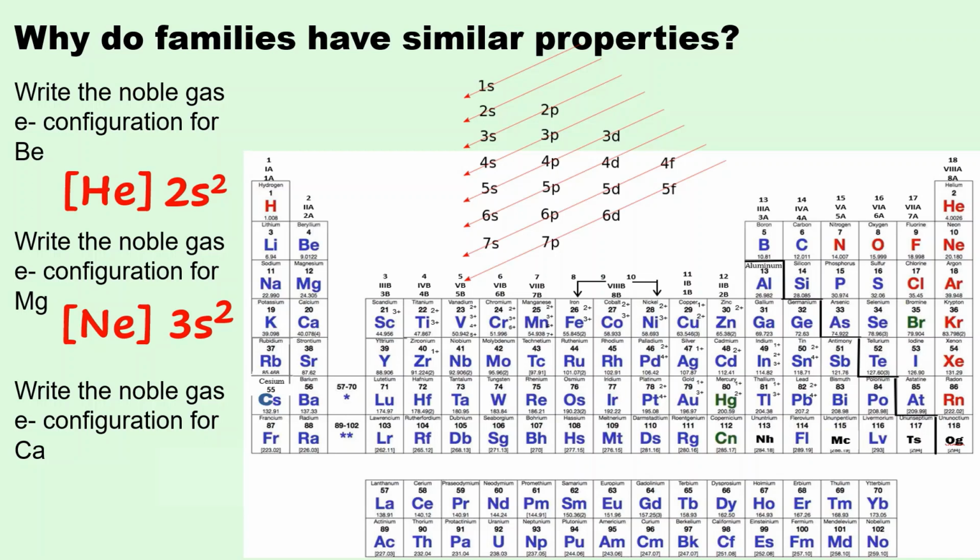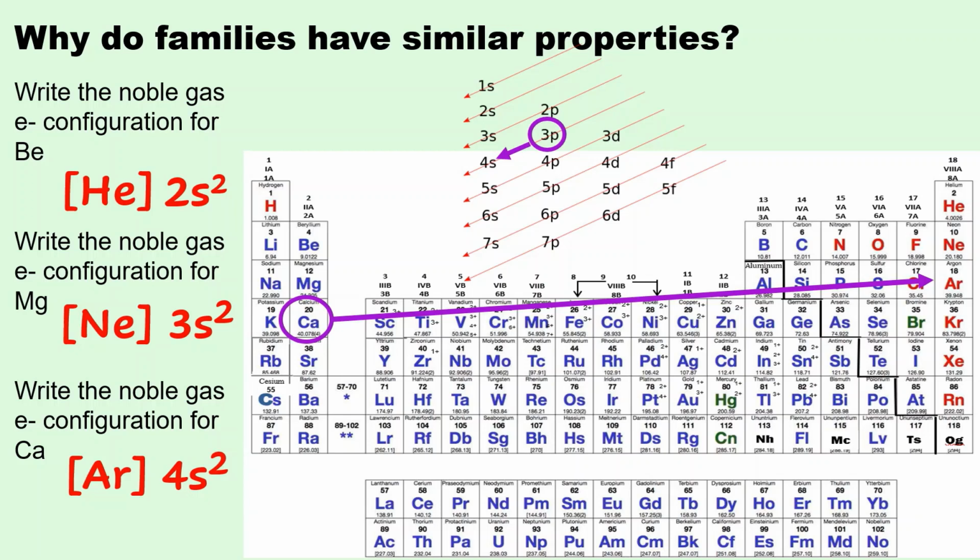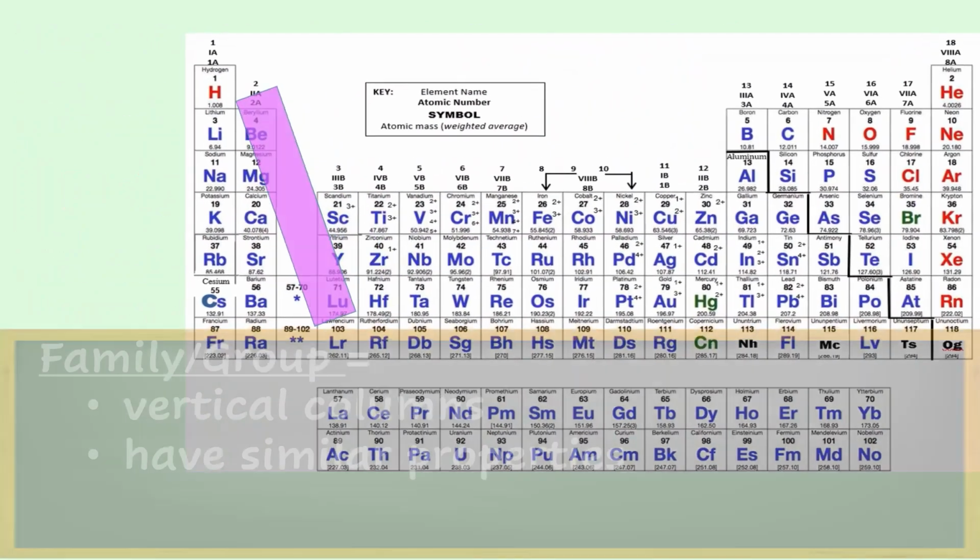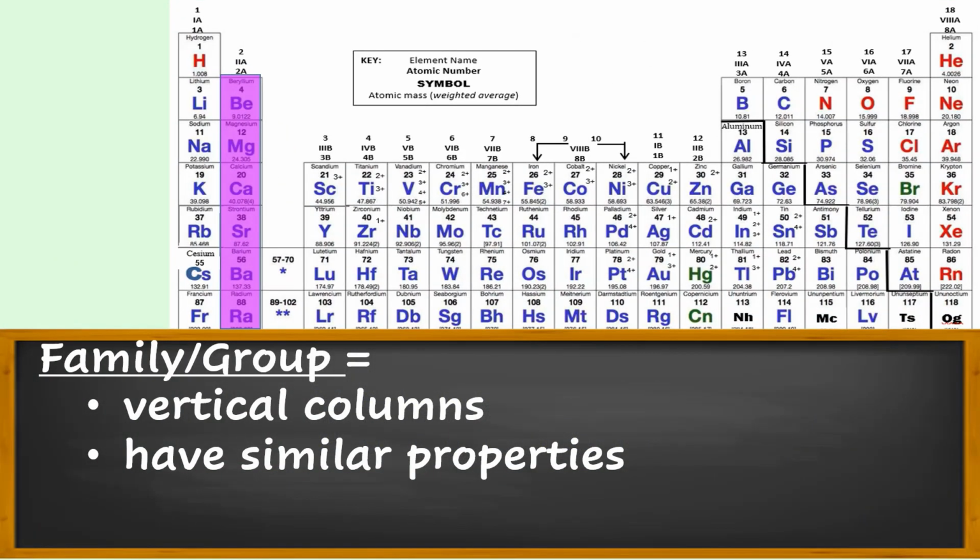The noble gas configuration of calcium will begin with the noble gas that ended the period before it, or argon. Argon's 18 electrons will fill from 1s all the way through 3p. Picking up from there, the remaining 2 electrons go into 4s. From these configurations, we can see that each of these elements has 2 electrons in their outermost or valence energy level. And it's those same number of valence electrons that give the elements in a family similar properties.